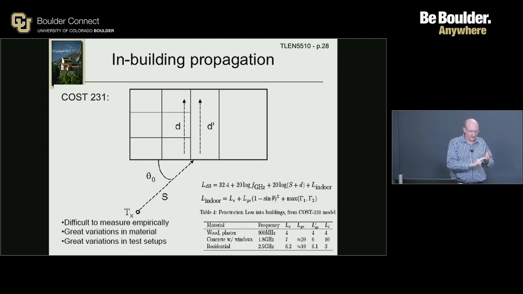The other thing is things are very multipath rich indoors. So when you think you're measuring just in-building propagation, really what you're measuring indoors is something that might have bounced through other windows and come in other ways. Anyway, it's very difficult. And as a result, the results are all over the board.